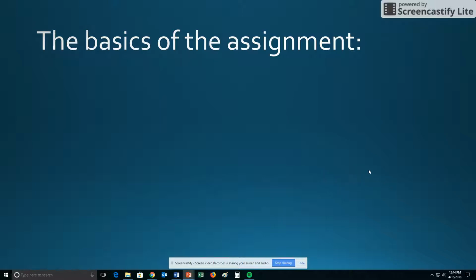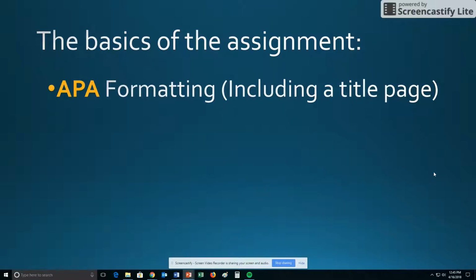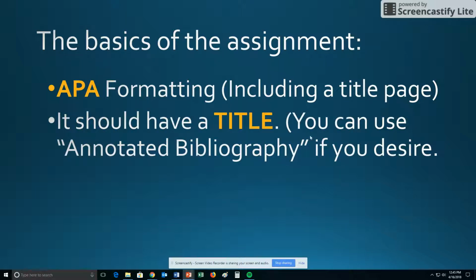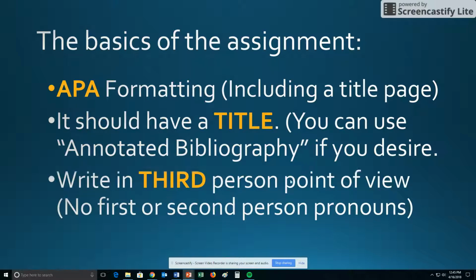So, the basics of this assignment: APA formatting, including a title page. We learned about APA last week. It should have a title. If you want to just call it Annotated Bibliography, that's fine, but you still need to give it a title. What else do we have going on here?